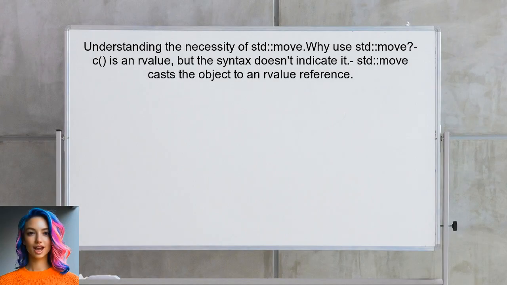be called. Now let's discuss why move is necessary. Even though C is an R-value, the syntax used in line 3 does not convey that to the compiler. Instead, move casts the object to an R-value reference, enabling the move constructor.